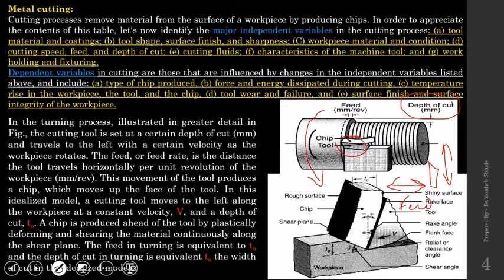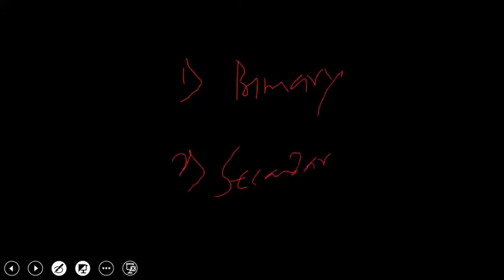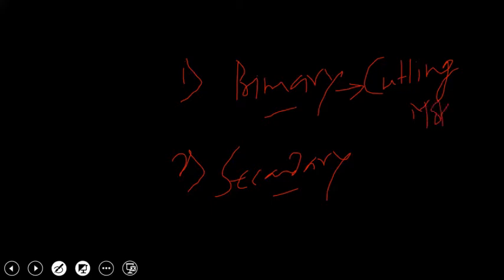Whenever you are talking about material removal, there are two types of motions. The first one is called primary motion, and the second one is called secondary motion. Now this appears too easy. So to complicate this, primary motion is also called cutting motion, and secondary motion is also called feed motion.